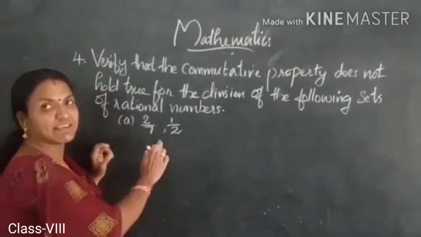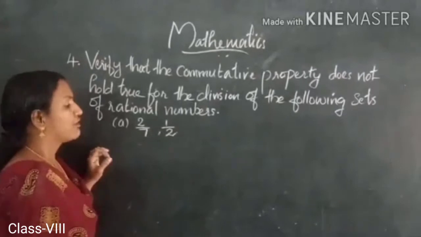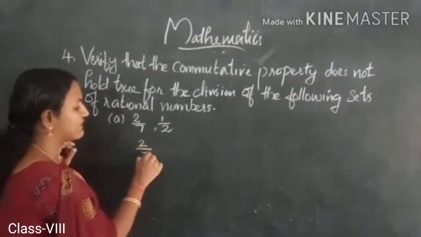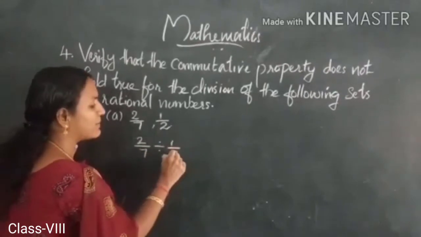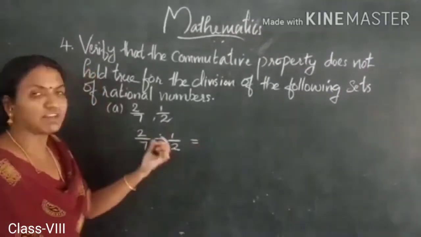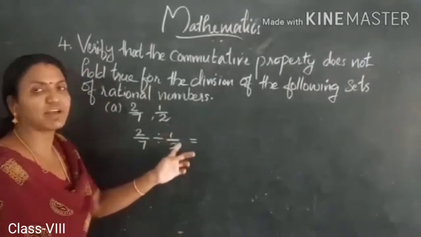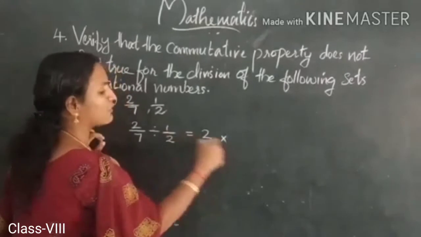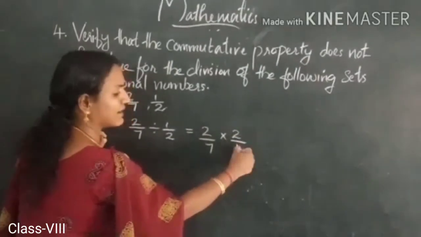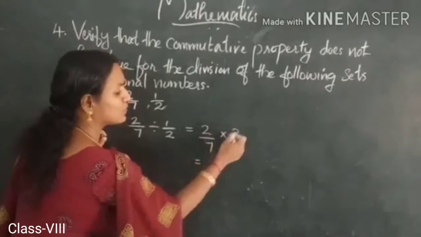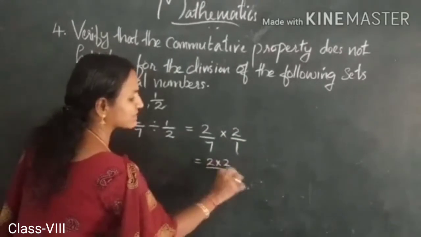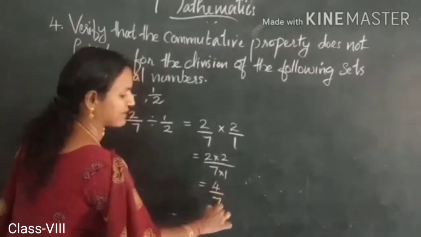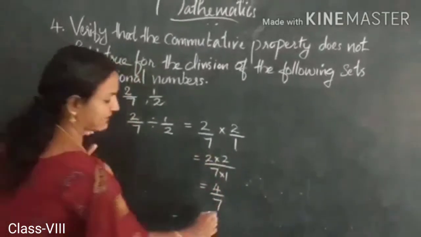Similarly 2 by 7, comma, 1 by 2. First divide 2 by 7 and 1 by 2. So 2 by 7 divided by 1 by 2 is equal to, in the case of division, you multiply by the reciprocal of the second one. So 2 by 7 into reciprocal of 1 by 2, 2 by 1, is equal to 2 into 2 divided by 7 into 1 is equal to 4 by 7. 2 2s are 4. 4 by 7.